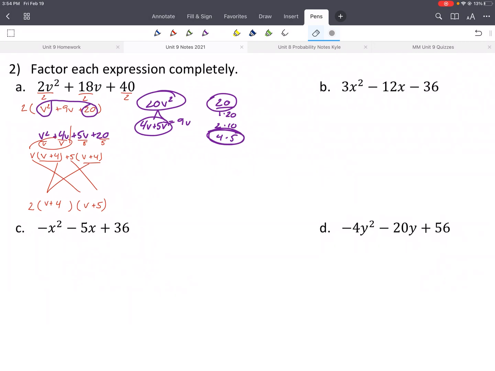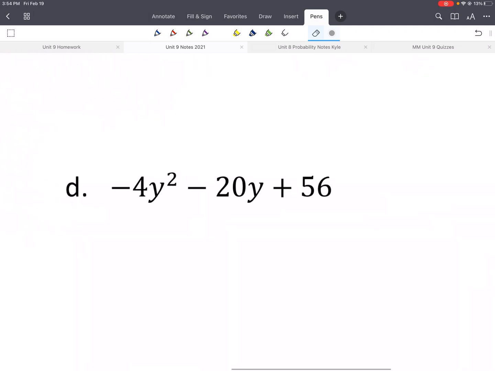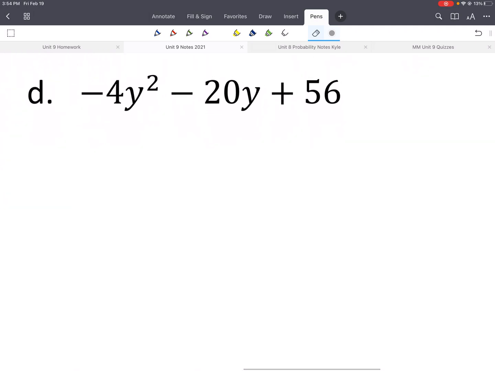Give either of these a try if you'd like. I'll probably do C. No, we'll do D. Pause and give this a try and see if you can do it.